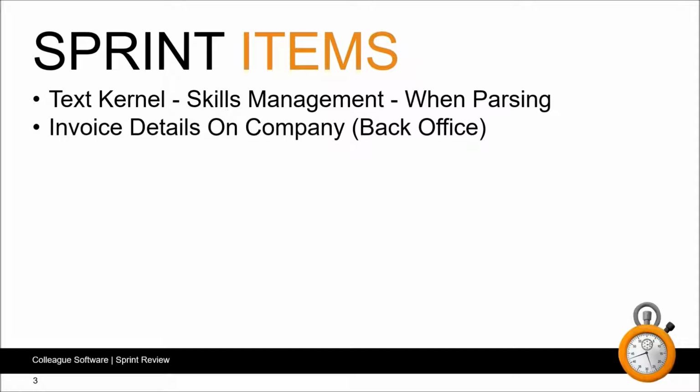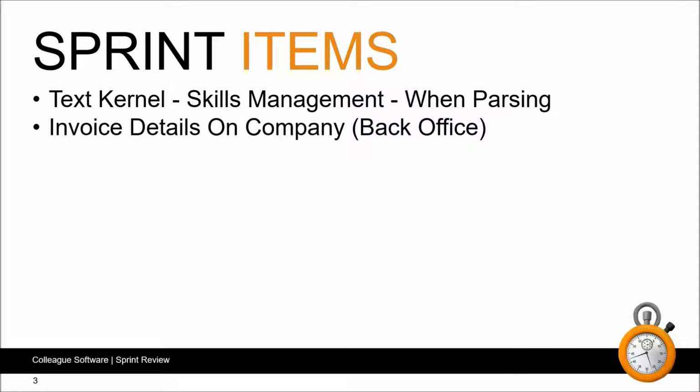To explain, at the moment when you're parsing a CV, text kernel, which is our third-party CV parsing engine, will provide Colleague 7 with a list of skills it has found in the CV. We then map these skills against the ones you've created on the system. But there is also a second set of skills, which are text kernel specific skills, and these have previously been included and created on the system during registration. What we've done now is give you the option of seeing these text kernel skills and also choosing whether you wish to create them. This will allow you to keep a tighter control of the management of your skills.